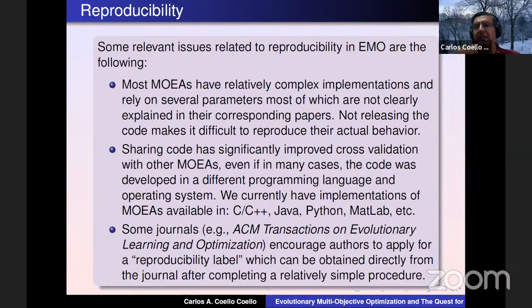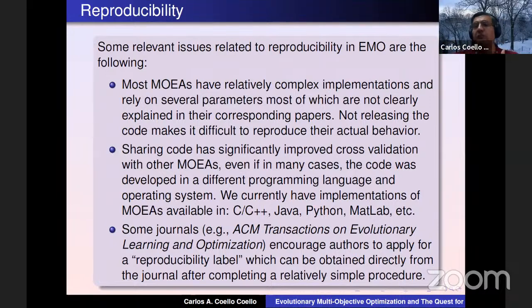So over the years, many more people have moved towards releasing their codes. Several journals are now encouraging this, as I mentioned in this slide. For example, the new IEEE Transactions on Evolutionary Learning and Optimization from SIGEVO, the guys who organized GECCO, encourage that you apply for a reproducibility label, and they have members of the editorial board who are in charge of this. The IEEE Transactions on Evolutionary Computation has a license of Code Ocean, so you can release your code and test it in Code Ocean.